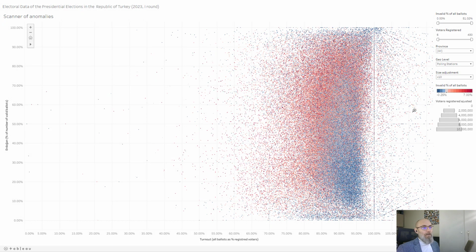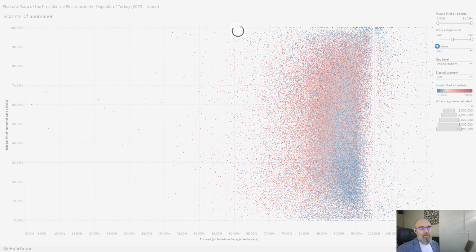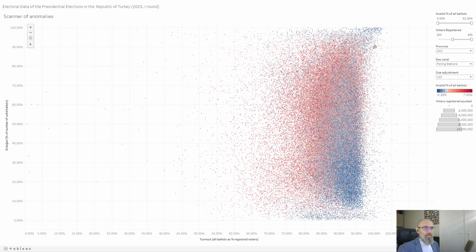We are entering, wow, the polling stations or ballot boxes. That's where my point of interest lies. I would remove quite small polling stations for a while. Okay, I am currently interested only in the polling stations bigger than 200 registered voters. Let's have a little bigger view.